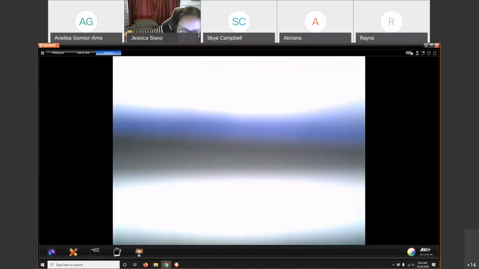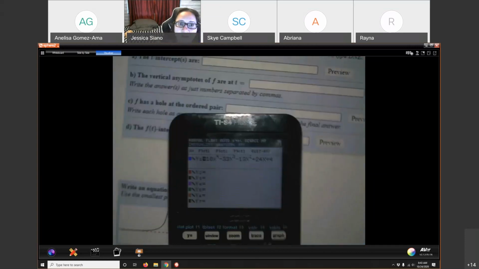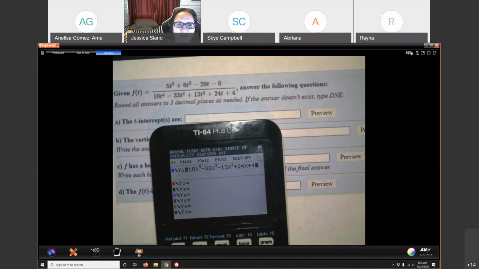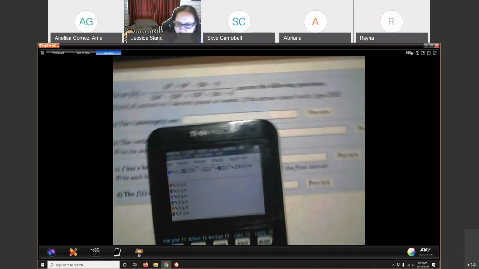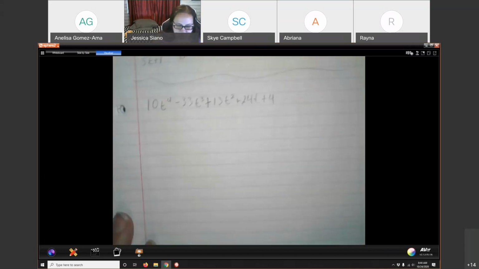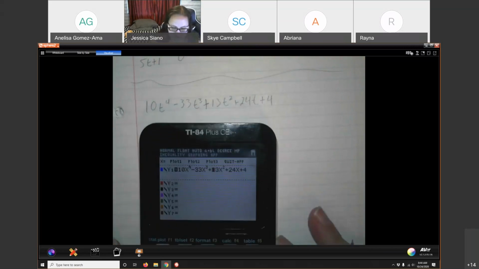I'm just double checking that against the actual question real quick to make sure I didn't copy it down wrong the first time. 10x to the fourth minus 33x to the third plus 13x squared plus 24x plus 4. So, okay. Graph it.